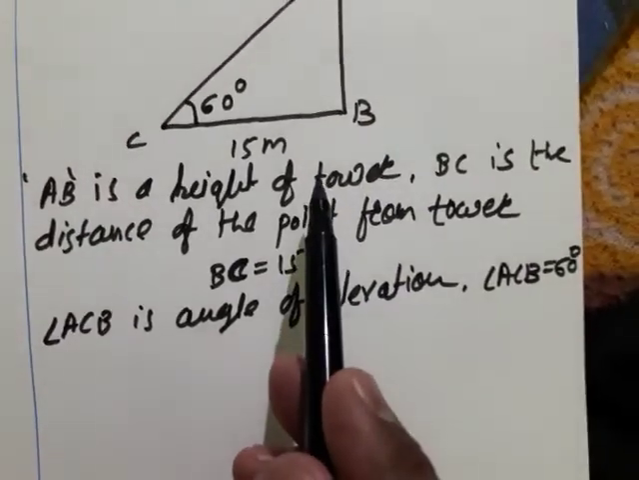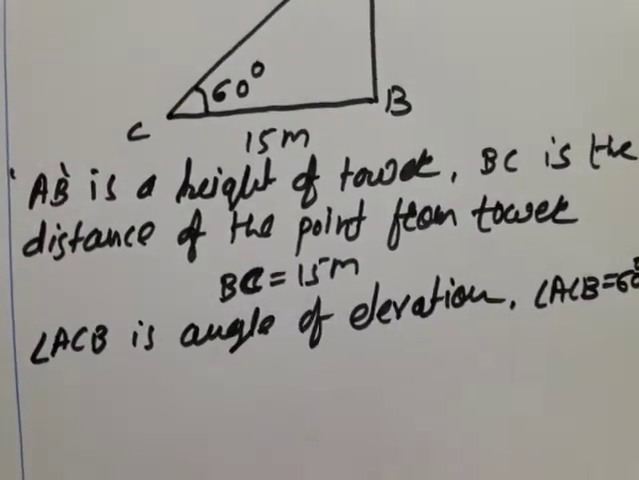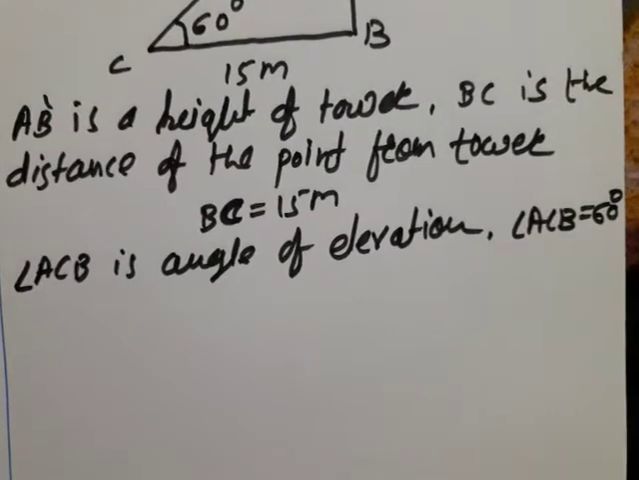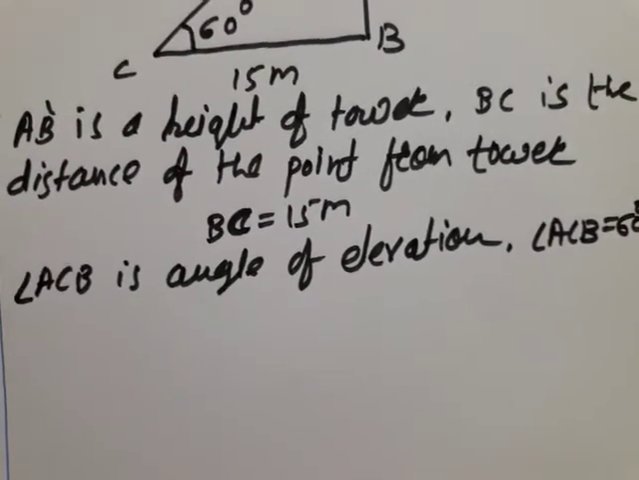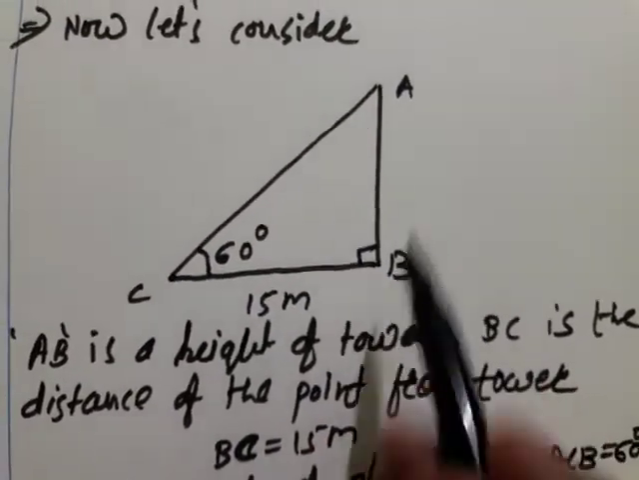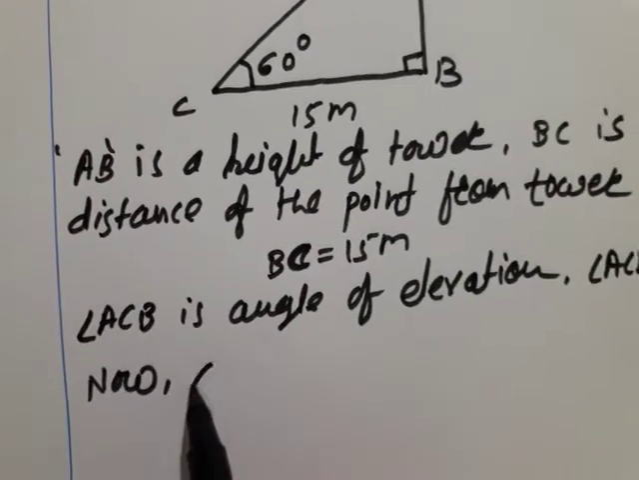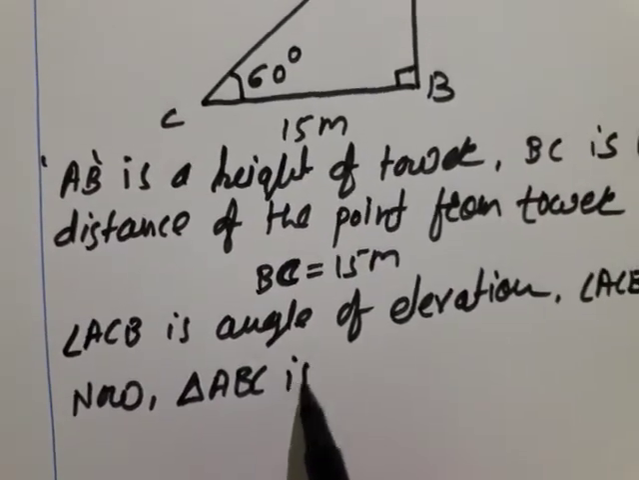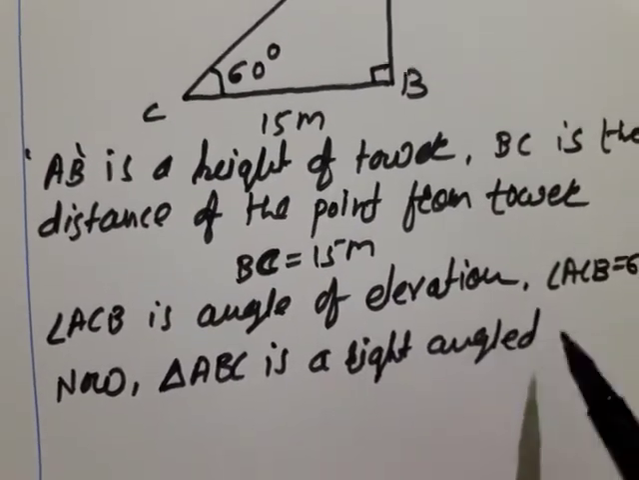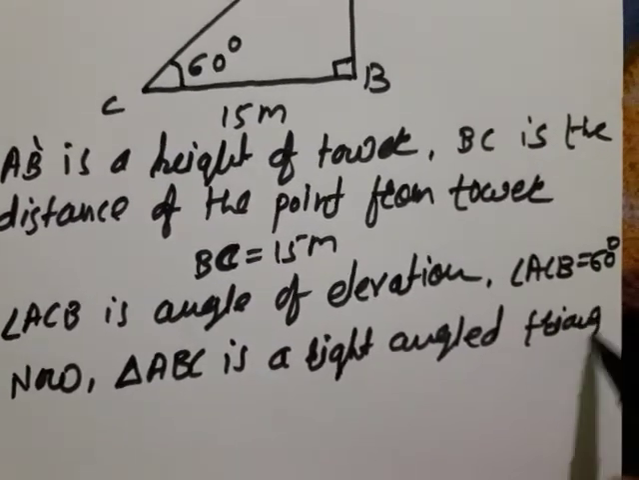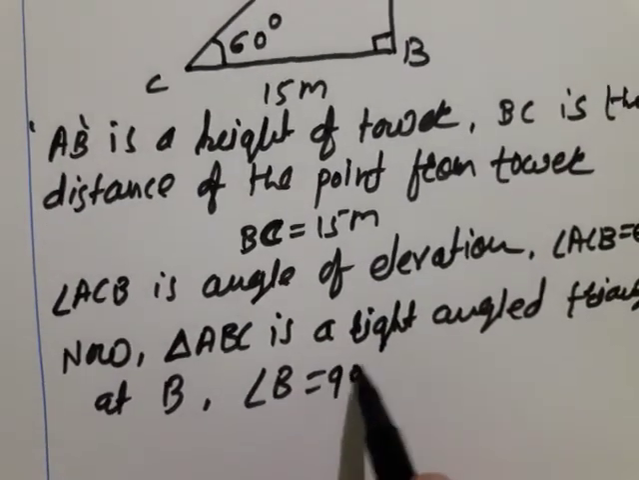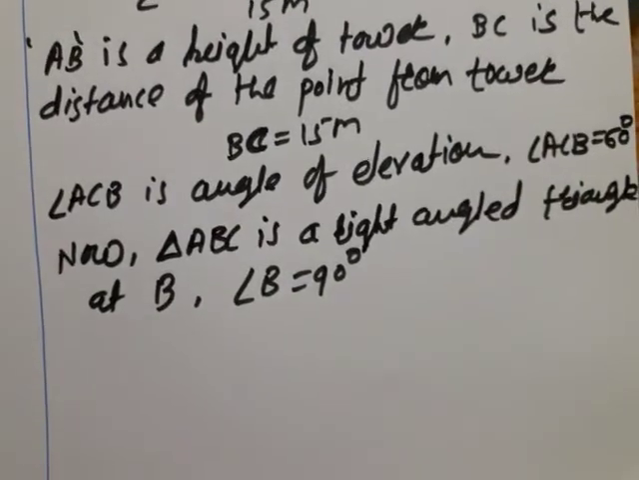What we have done, look here, we have considered the height of the tower, then we have written this BC is the distance of the point from the tower, and angle ACB is the angle of elevation, that is ACB is 60 degree. Now triangle ABC is a right angle at B, you know that very well. If you see carefully, triangle ABC is a right angled triangle at B, means angle B is equal to what? 90 degree. Do you understand? B is equal to 90 degree.